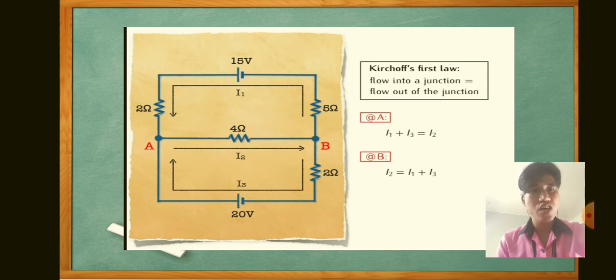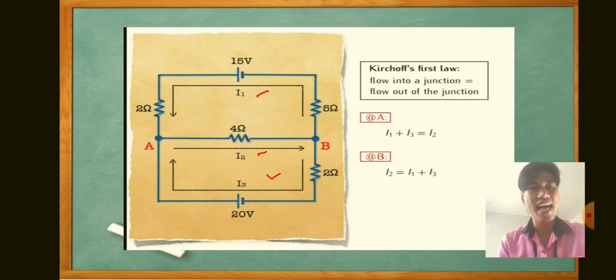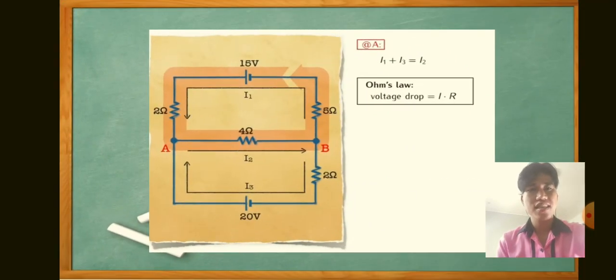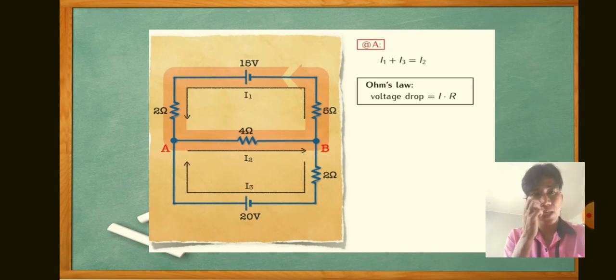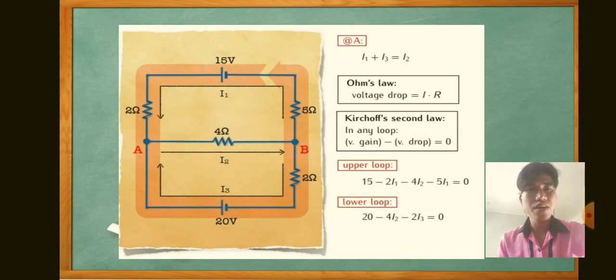So, first, you need to plus I1 plus I3 is equal to I2. And then the second equation, I2 is equal to I1 plus I3. So, I1 plus I3 is equal to I2. And use Ohm's law, which is voltage drop is equal to I times R. So, here, I1 plus I3 is equal to 2.